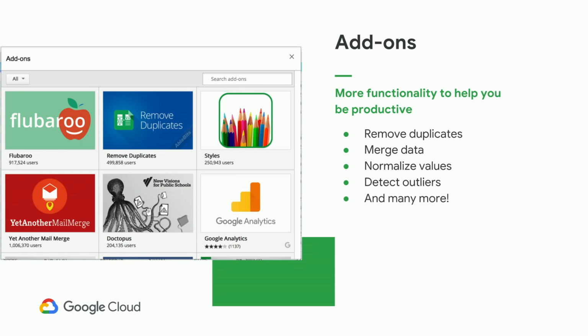Sheets also has what are called add-ons. Add-ons are a way to add additional functionality into Sheets. When it comes to data prep, there are a bunch of add-ons that you can use to enhance your Sheets, things like removing duplicates, merging data add-ons, normalizing values, checking outliers, etc. All of that, again, will enhance your Sheets if you add it into your spreadsheet.